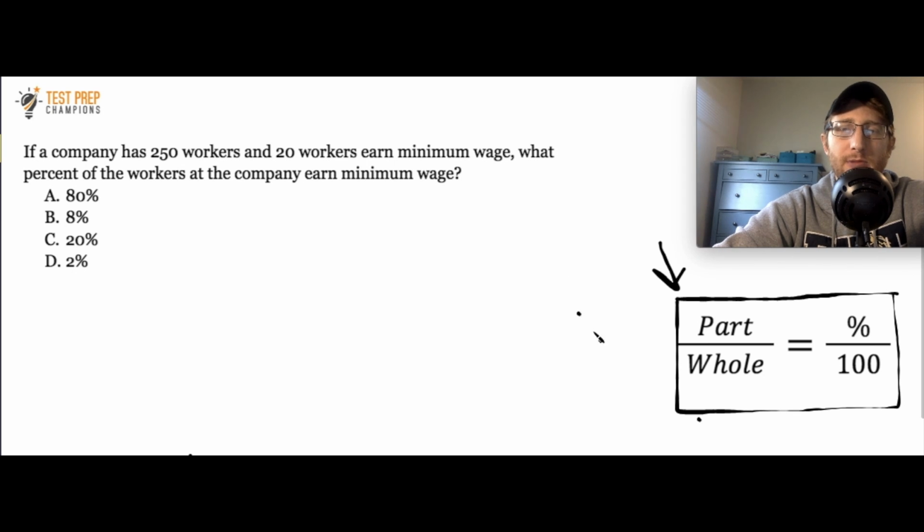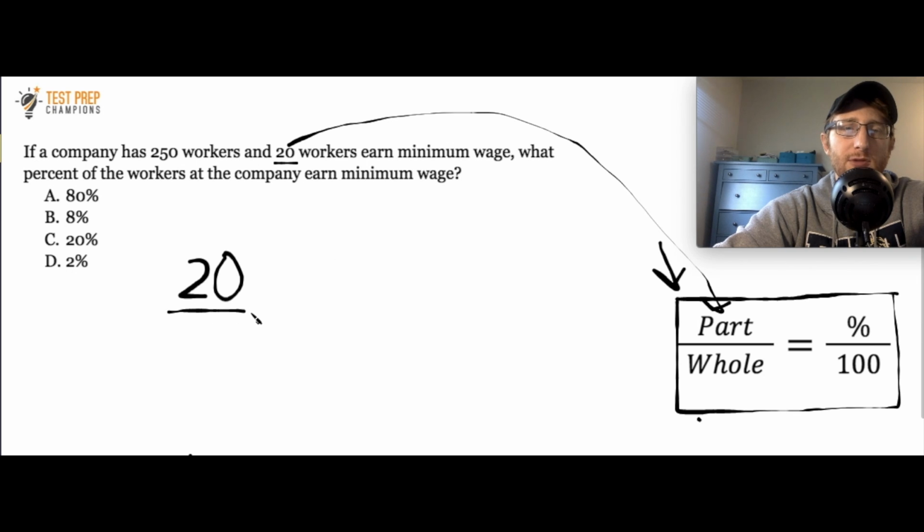So sometimes people get confused about which is the part and which is the whole. Well, the part is always going to be the smaller number. So my 20 is going to be the part. I'm going to take 20 and put it into the formula in place of the word part. And the bigger number is always going to be the whole. So I'm going to substitute 250 in place of the whole. So I'm going to have 20 over 250.